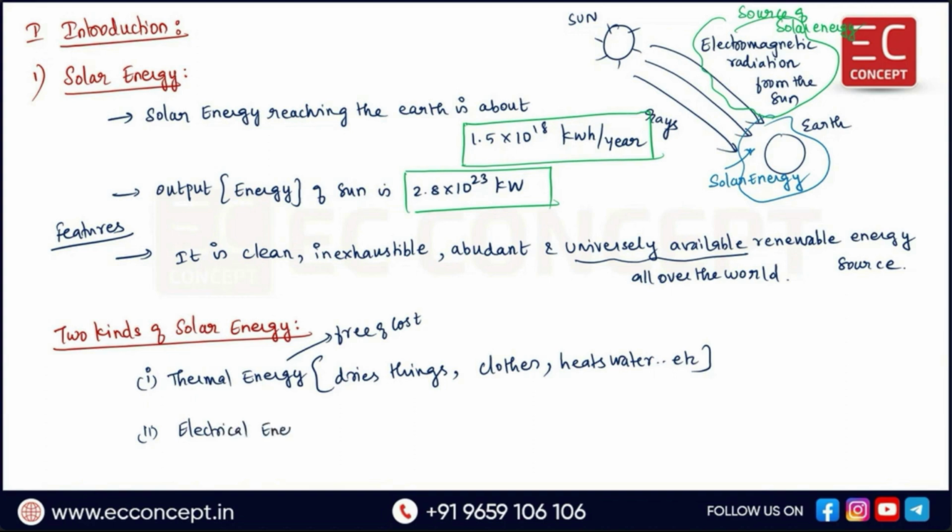Electrical energy is to produce electricity, and only with the help of a solar cell. We cannot take the electricity directly. Heat we take directly, but electricity we take indirectly: with the help of a solar cell, we are converting light energy into electrical energy.